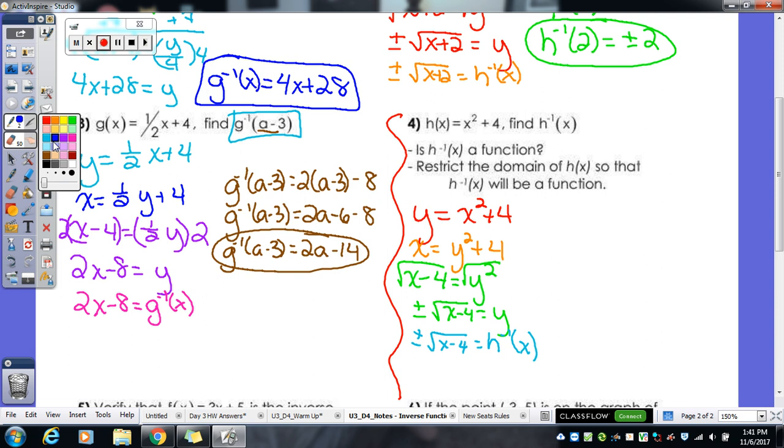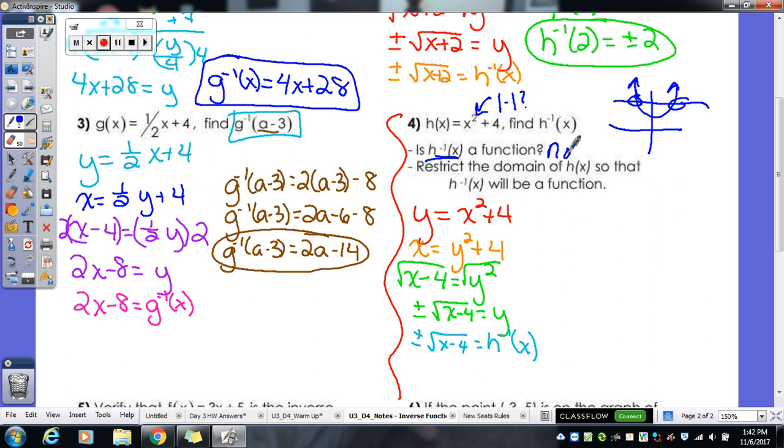So they want to know, is h to the negative 1 of x a function? So this goes back to that little note we had back on the first page. Your inverse is a function if the original is a 1-to-1 function. So is that original one a 1-to-1 function? No. What shape is that graph? That's a parabola. So that would be up here like this. It is a function, but it fails your horizontal line test. So therefore, the inverse is not even a function at all, because the original one is not 1-to-1.